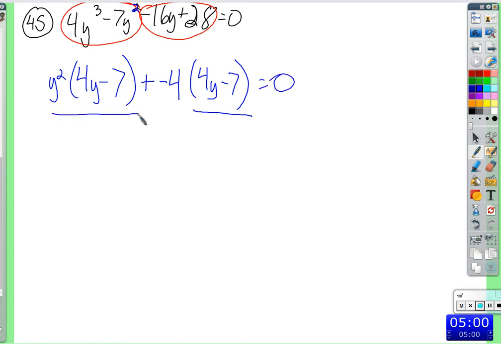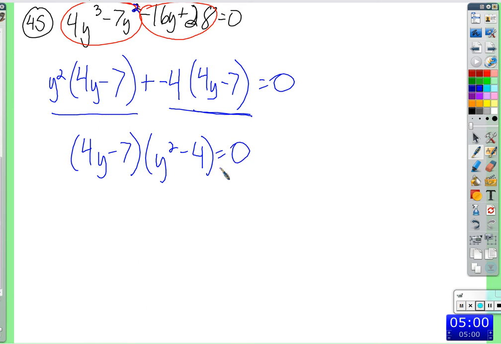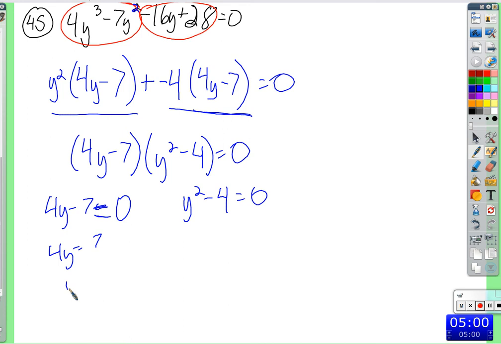What factor do these two have in common? 4y minus 7. y squared minus 4 is what we have left. Someone asked me as I walked around, do we set these two equal to 0? Sure, you have two things multiplied together that are equal to 0. So either this one is 0, or this one is 0. One or the other, one of those has got to be 0. So this one's easy to solve. Add 7 on both sides, divide by 4, 7 fourths.